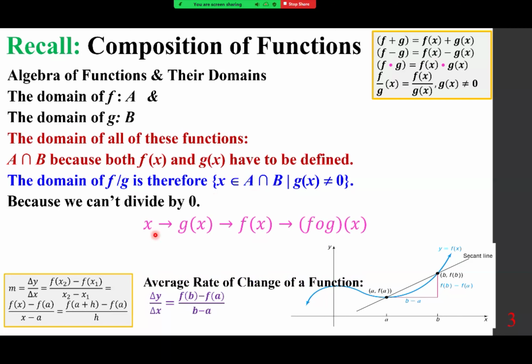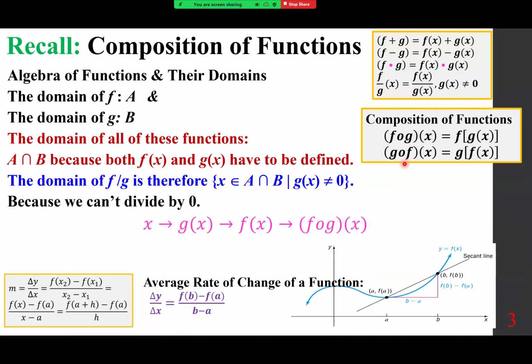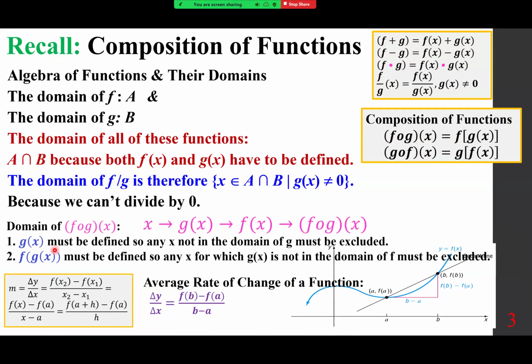As far as composition of functions is concerned, x is in the domain of g, g of x is in the domain of f, resulting in f o g, and we say f o g of x is f of g of x. g o f of x is g of f of x. And as far as the domain is concerned, g of x must be defined. So any x not in the domain of g must be excluded. f of g of x must be defined as well. So any x for which g of x is not in the domain of f must be excluded. In short, you look at the domain of g of x, and anything that makes f of g of x undefined is also excluded.